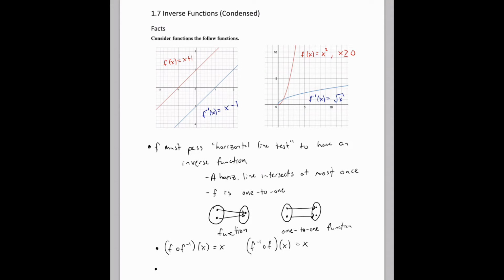What happens when you do these is the domain and range swap. They'll switch places. The domain becomes the range, and the range becomes the domain. Okay? And all the x values become the y values, and the y values become the x values, and the graph is reflected like a mirror over the line y equals x.